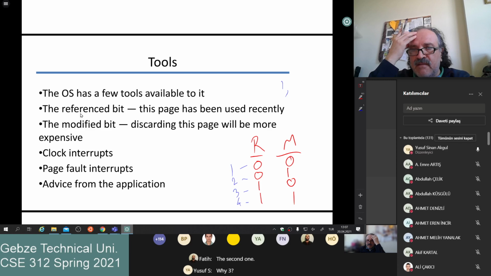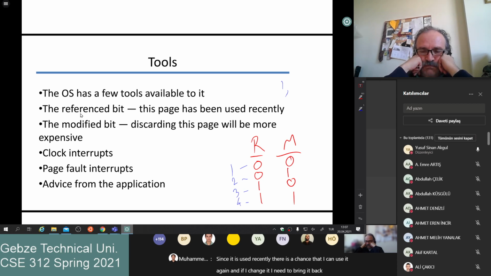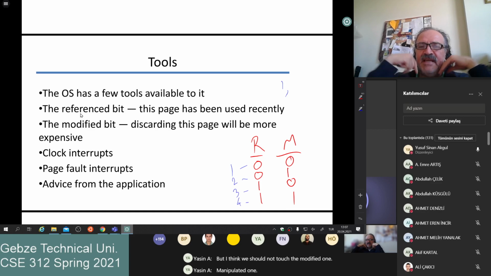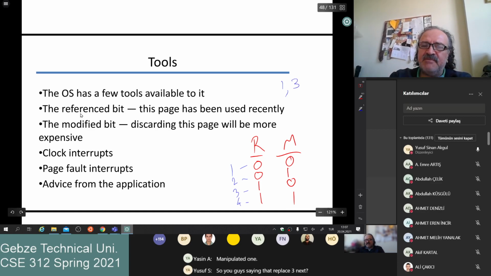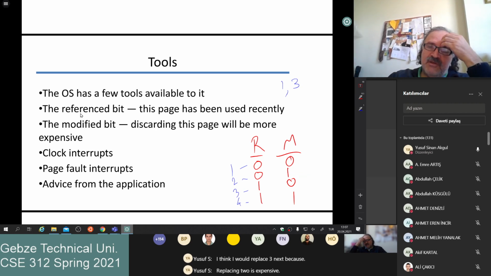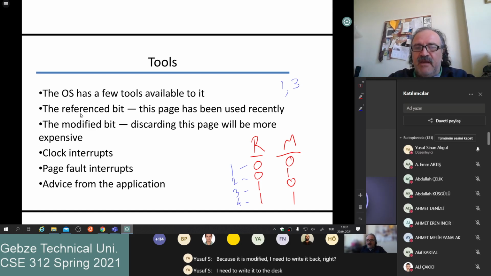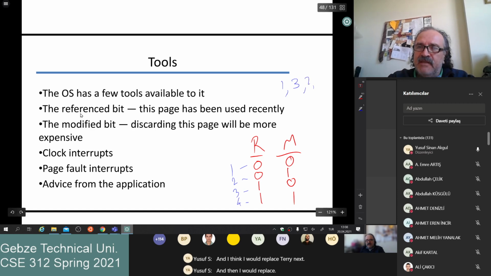Since it is used recently, there is a chance that I can use it again. And if I change it, I need to bring it back. So this will cost me time. But I think we should not touch the modified one. So you are saying replace three next? I think I would replace three next because replacing two is expensive. Because it is modified, I need to write it back, right? I need to write it to the disk if I am replacing a two. That will be more expensive. So I would replace three next, and then two and then four.